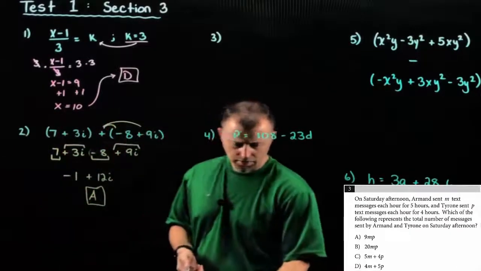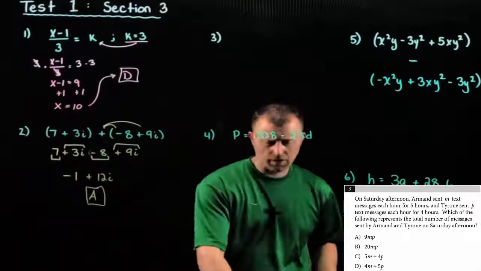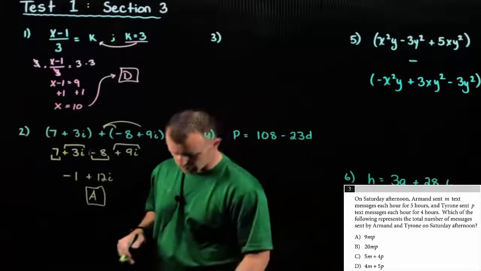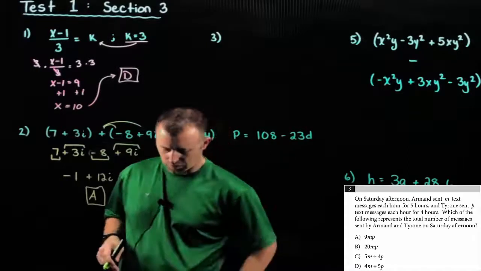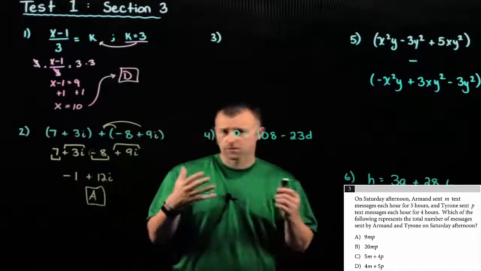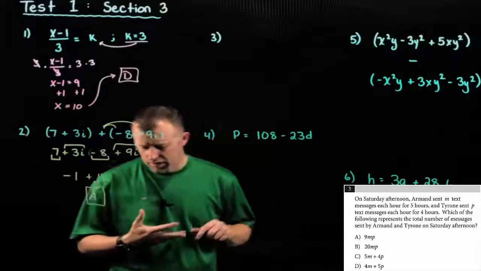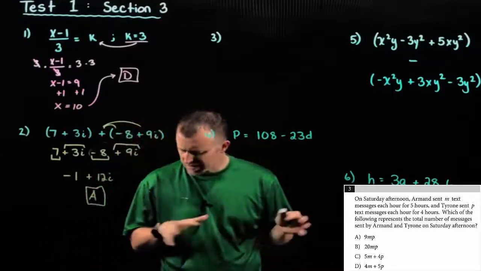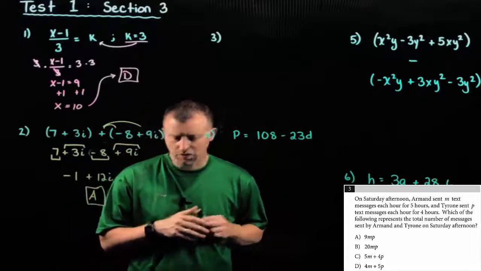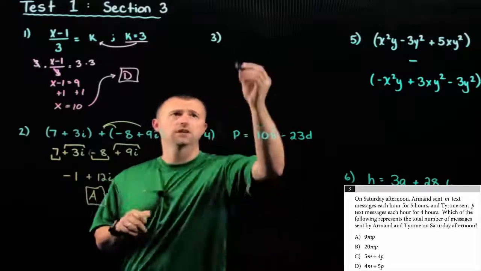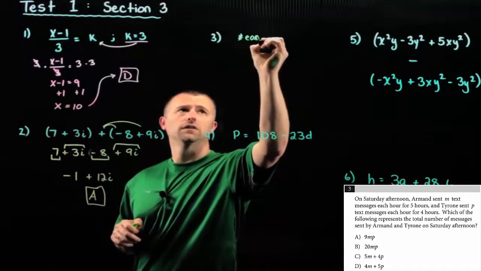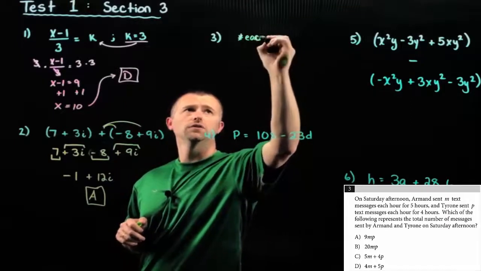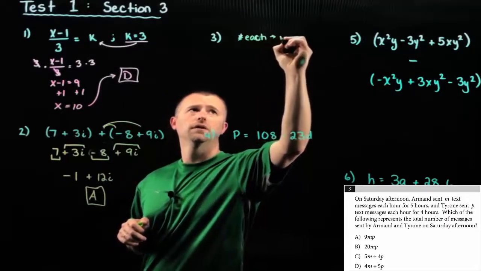Next up, we have number 3, which really I don't have much written because it's a very long, wordy problem. But there are certain words that you want to pay attention to. So I'm just reading it down here. It says on Saturday afternoon, Armand sent M text messages each hour. Now I want to make a note when you see the word each, I want you to think multiply.